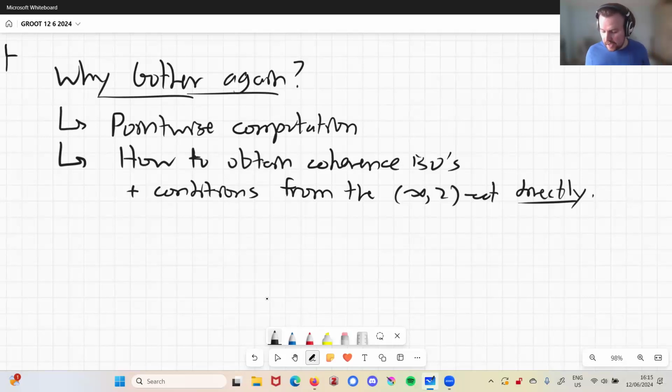Okay, and I want to talk about this because, in my opinion, this sort of approach is not just restricted to level 2. There is no reason that it should not extend to level n and to various other structures, such as symmetric monoidal structures.